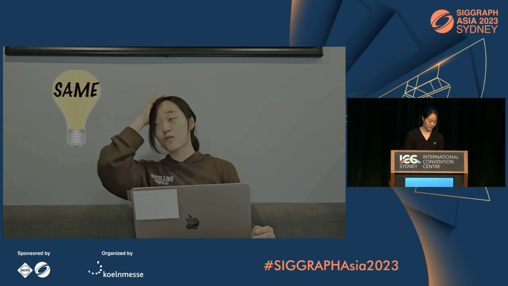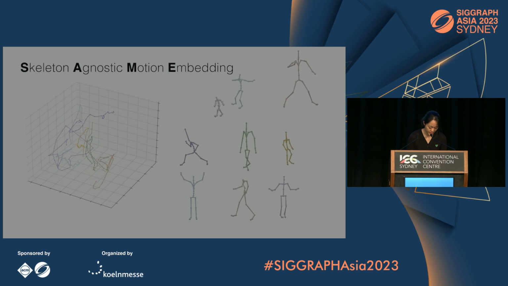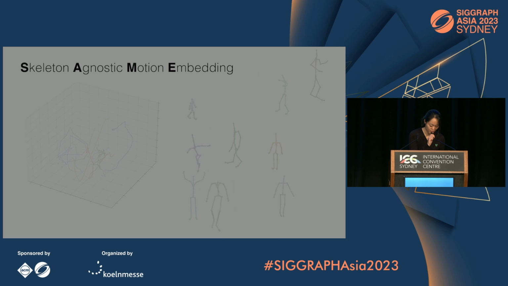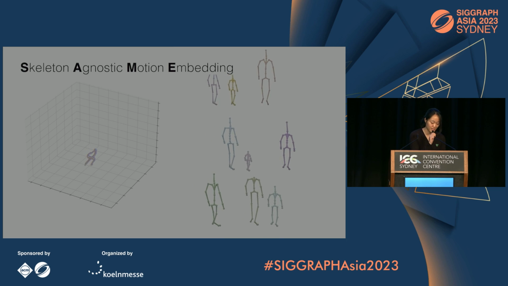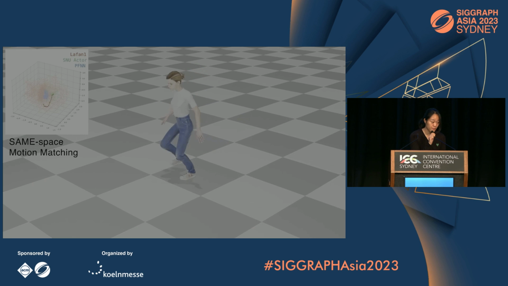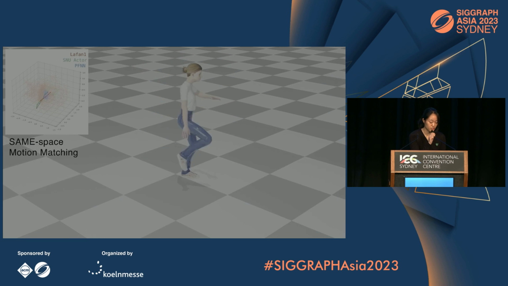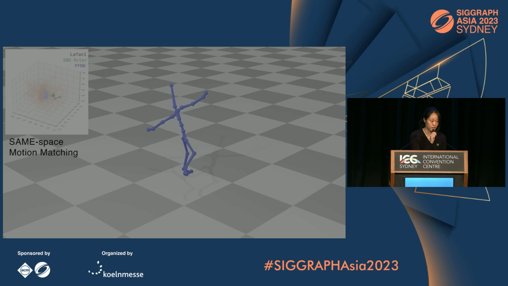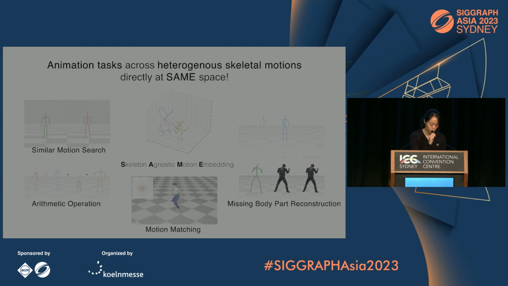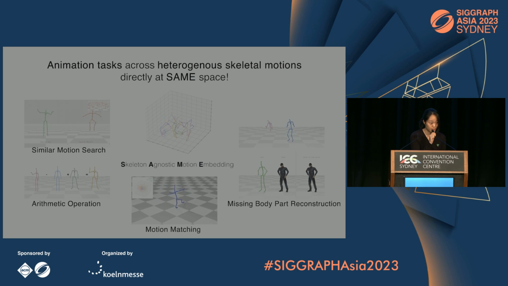Same to rescue. We present skeleton agnostic motion embedding, SAME, where we project different skeleton motions into unified SAME space. With SAME, we can perform character animation agnostic to the character. For example, we can do motion matching directly in SAME space and morph the characters on the fly. And it's not only about motion matching, but it's a general framework. If you're interested in the next game changer in character animation, please come to our talk on Wednesday.